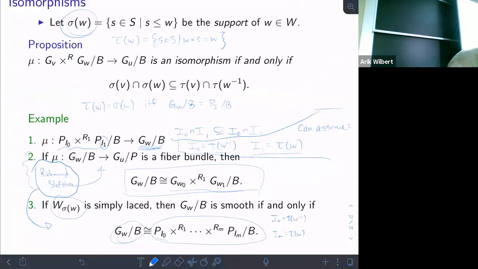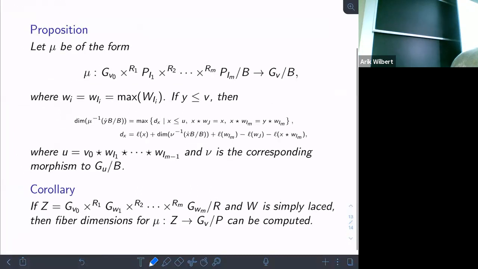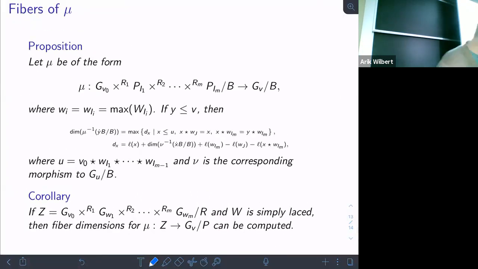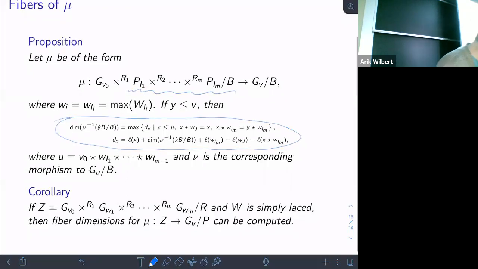Just one more slide. What I can do from work in my dissertation is describe all of the fiber dimensions if all of the Schubert varieties are parabolic subgroups. Here's the formula, but let me skip over that. There is a formula for fiber dimension in this case.